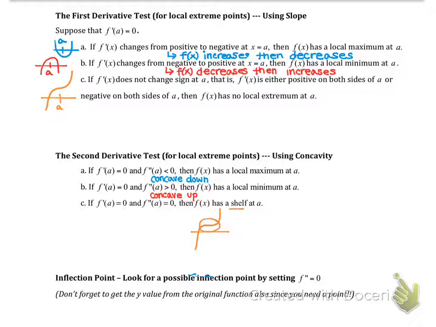Anytime we are looking for an inflection point, that's when we're going to set f double prime, the second derivative, equal to 0 and then solve. So this is actually what we're going to do. So instead of just assuming this is where it exists, we're actually going to find the exact point.